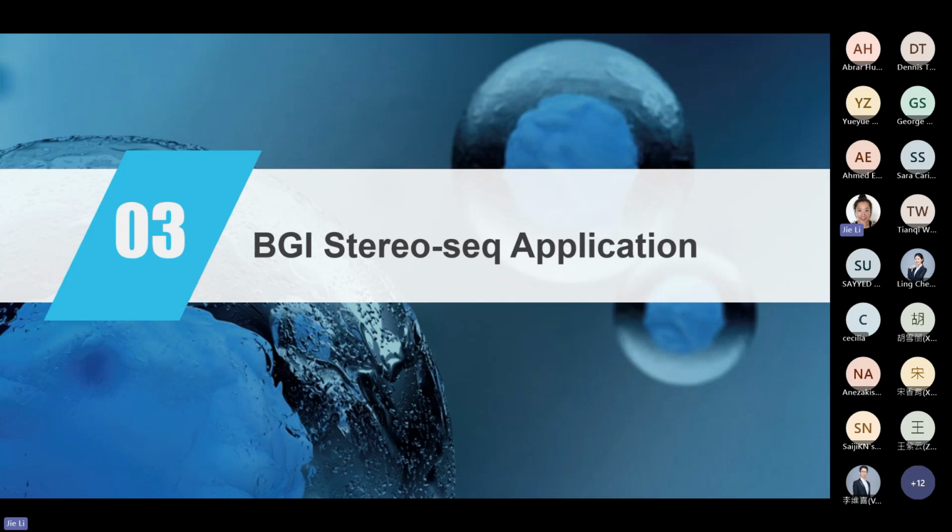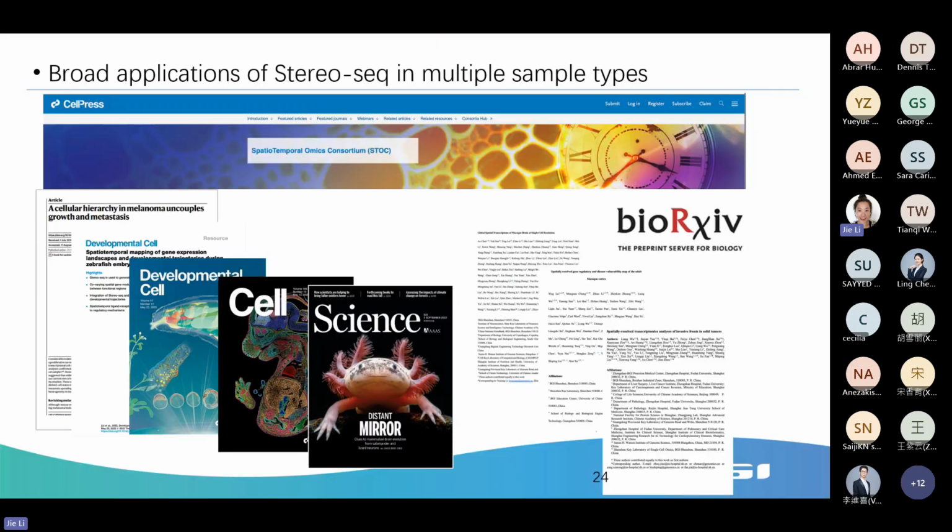So now I'm going to talk a little bit more about our applications, where our papers have been published in different fields. So far, Stereo-seq technology has been published in more than 60 papers, and 40 of them have impact factors greater than 10.